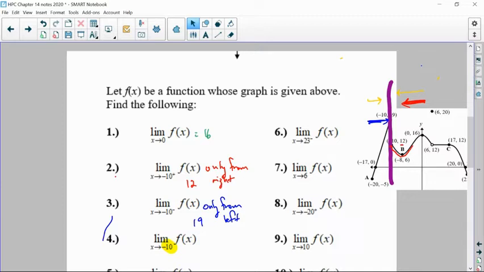So if one side approaches 12 and one side approaches 19, then if I ask what's the limit in general, no, it doesn't exist. Okay, it does not exist.